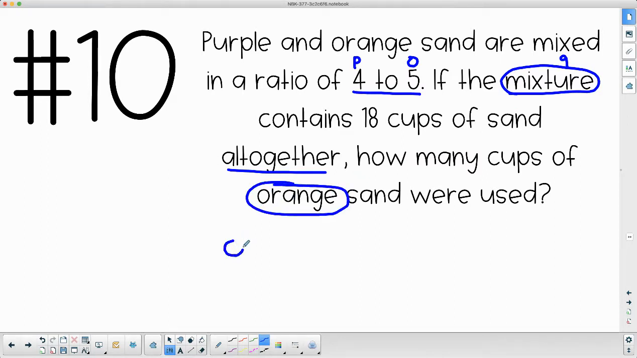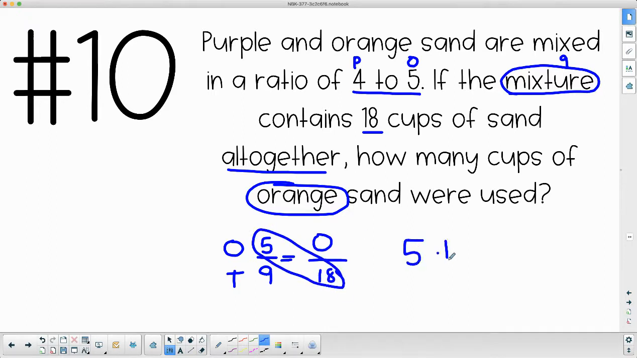So we're going to compare orange to the total mixture. So orange has 5 to start, and the total mixture has 9. And then we're looking for orange if we have a total of 18. So we'll want to multiply 5 times 18 and divide that by 9 will tell me how much orange sand I used here.